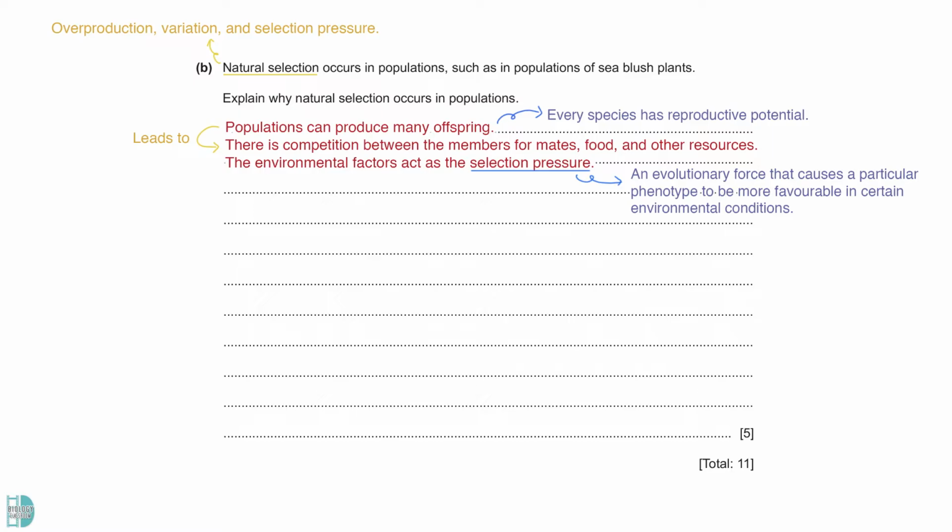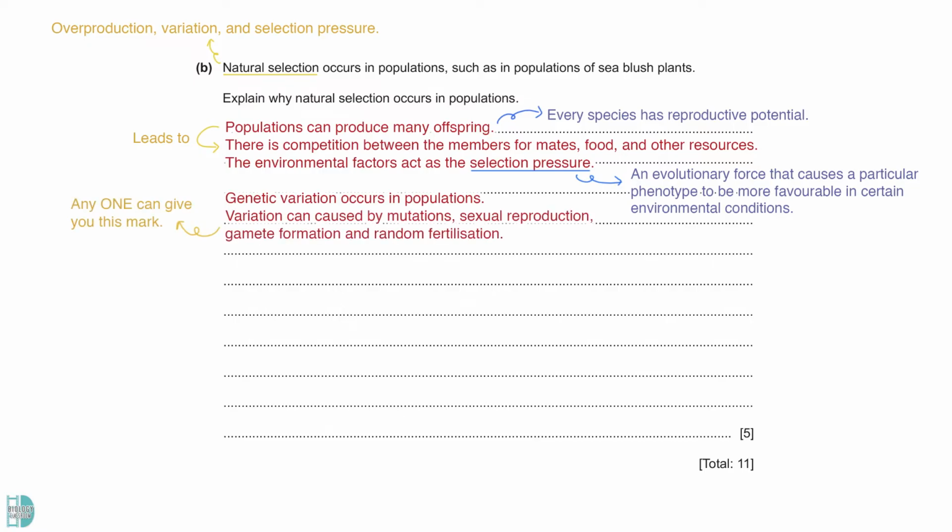The selection pressure acts differently on the members due to genetic variation in the population. Variation can be caused by mutations, sexual reproduction, gamete formation, and random fertilization. You can get this marked by mentioning any one of the sources of variation.